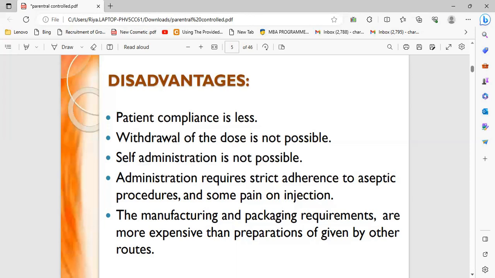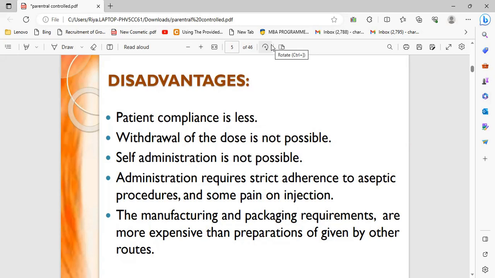It is very dangerous if you are not following the aseptic procedures, because any microorganisms or other things will directly enter the systemic circulation. So viruses or bacteria, if you are not maintaining aseptic procedures while formulating the dosage form or while administering it, will directly enter the systemic circulation and may cause serious effects to you.